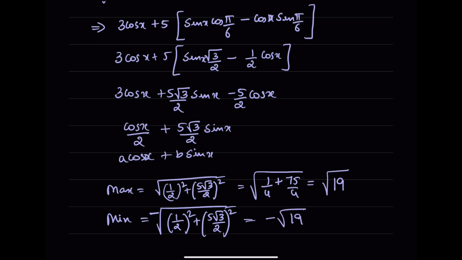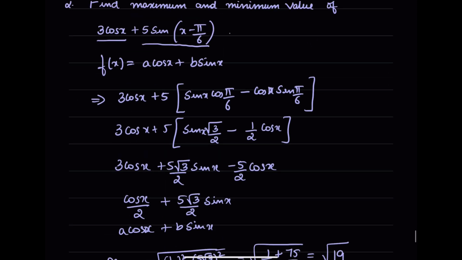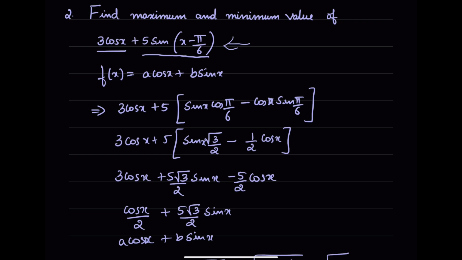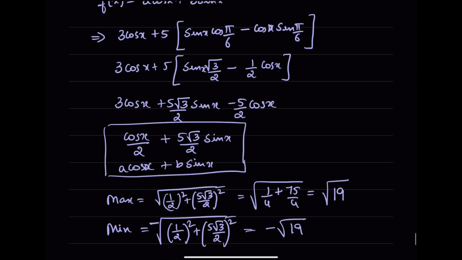So this is how we can find the maximum and minimum value of this kind of a question. First we apply the sum or difference formula of trigonometric functions. In this case it is sine of a minus b, and then we bring it to the format of a cos x plus b sin x, and then apply the max and minimum values. Let's solve one more question so that you get a better understanding.